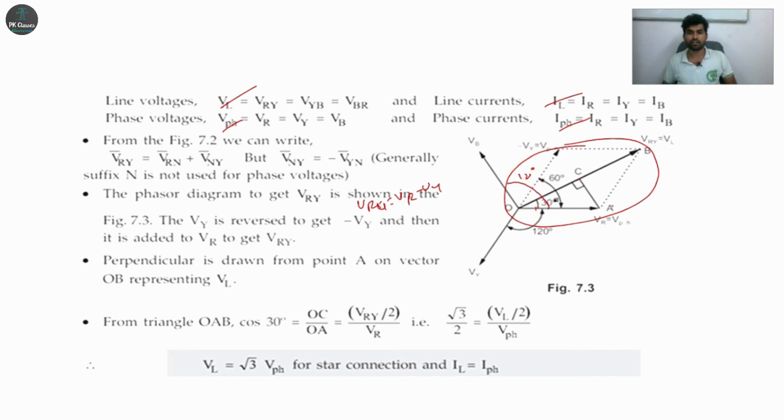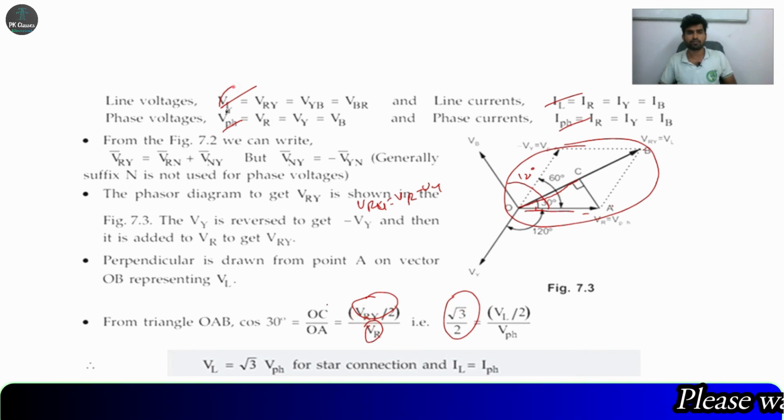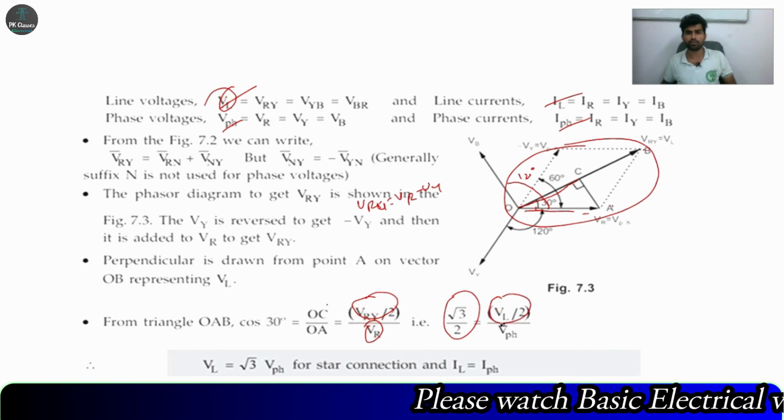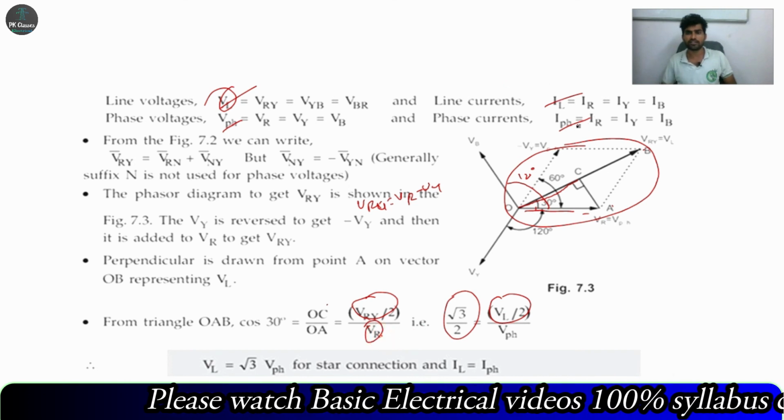So cos 30 is what? OC by OA, right? Adjacent by hypotenuse. OC is total VRY by 2, and OA is only VR. So finally cos 30 is root 3 by 2. And VRY is VL, so VL by 2. And then what about VR? VR is equal to what?